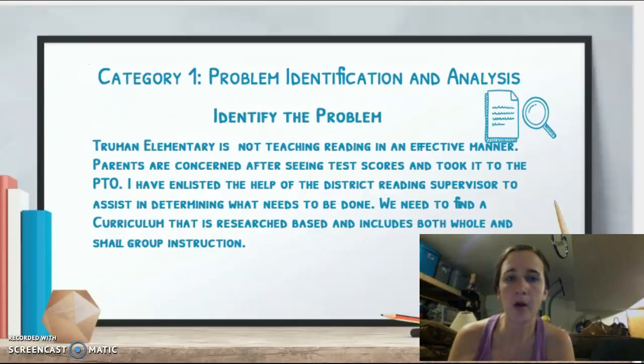So, identifying the problem. Truman Elementary is not teaching reading in an effective manner. Parents are concerned after seeing test scores and took it to the PTO, who then brought it to my attention. I have enlisted the help of the district reading supervisor to assist in determining what needs to be done. We need to find a curriculum that is research-based and includes both whole and small group instruction, according to the district reading supervisor.